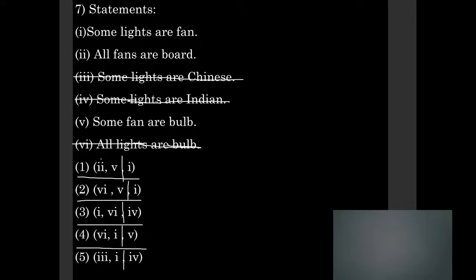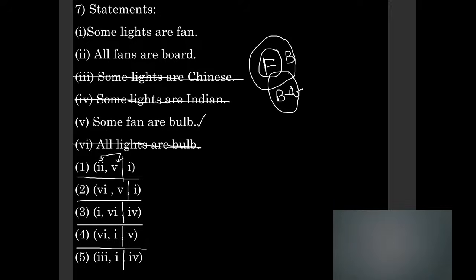If you observe the first option, 2 and 5, it means first you should take diagrams for 2 and 5. Statement 2 says all fans are bored. This is our second statement: all fans are bored. Next, the fifth one says some fans are bulbs. Some fans are bulbs. So I'm intersecting the fan and bulb circles.